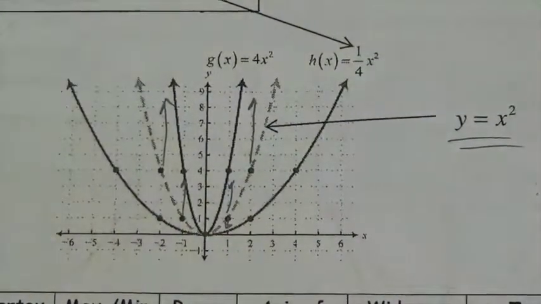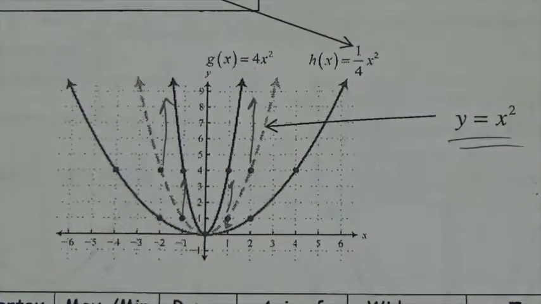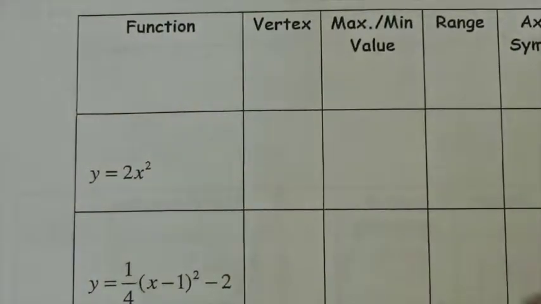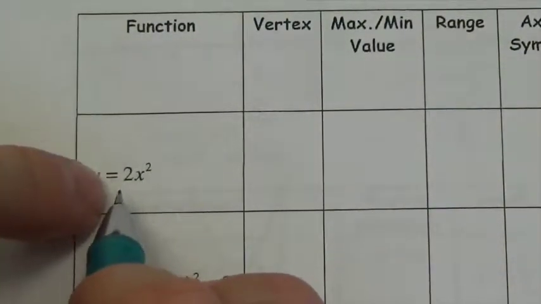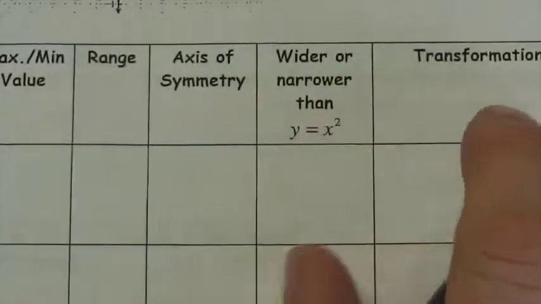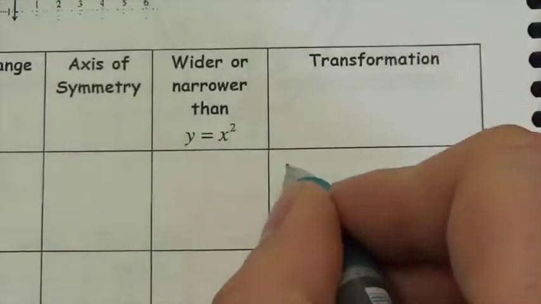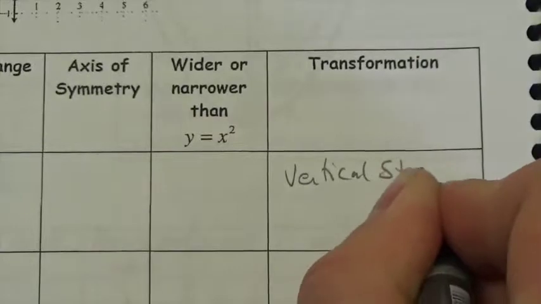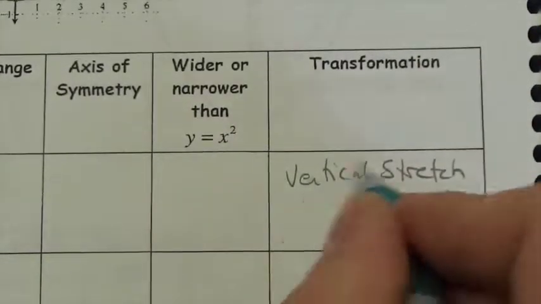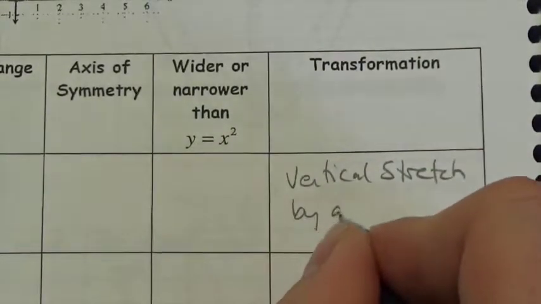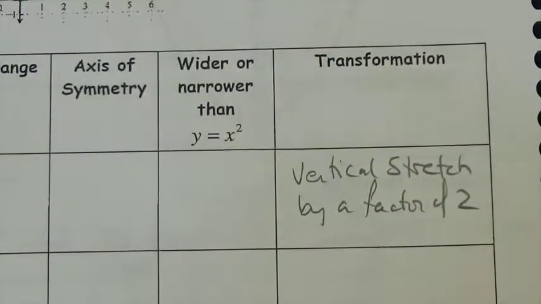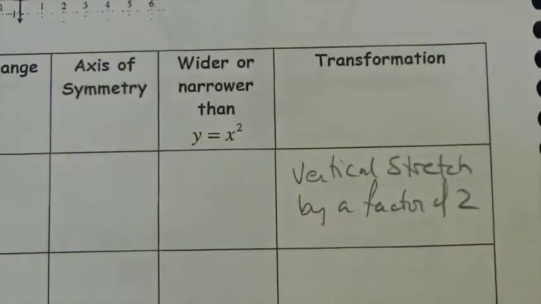Okay, so now let's take a look at another table. Again, we've got some functions here, some questions about it. When I have a 2 in front, I'm going to jump right to my transformation. This is going to be a vertical stretch, or VS, by a factor of 2. It's vertically stretched by a factor of 2.